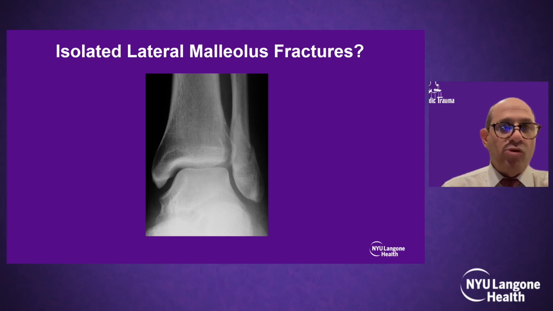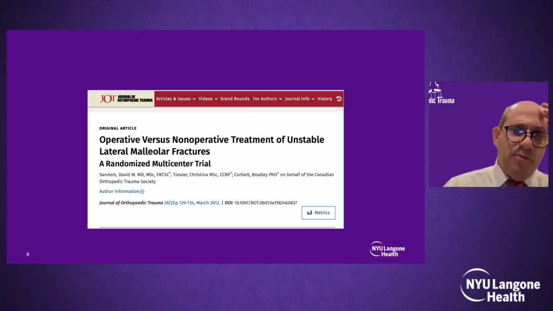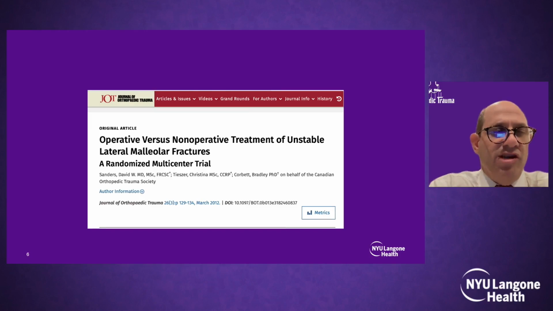But as we get more towards the middle age and older patient population, for a lot of the reasons that have been discussed, maybe it's not the best thing. And this was a paper, courtesy of Dave Sanders and the Canadian Orthopedic Trauma Group, that they published over 10 years ago. And this is the kind of study that you can do in Canada.